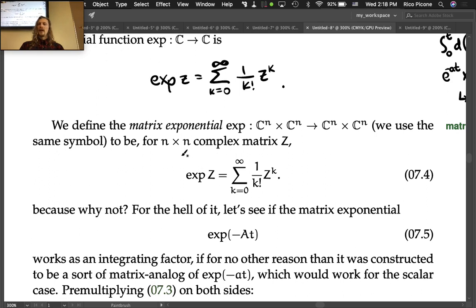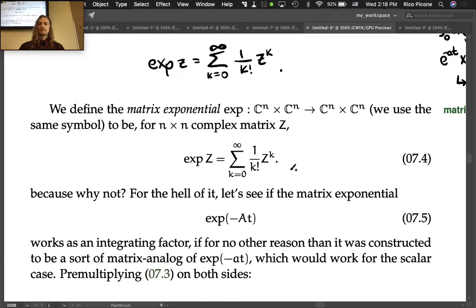Good. So for some n by n complex matrix Z, the exponential of Z is the sum. It's the same exact sum, same exact 1 over k factorial. But this time, instead of just having a scalar complex number raised to the k power, we have a complex matrix raised to the kth power. A complex matrix is a matrix that has complex values as elements. So we've got this exponential of a matrix.